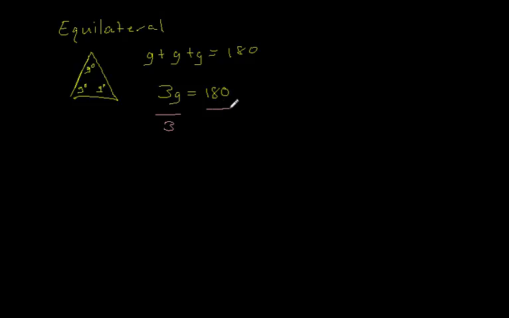So divide both sides by 3, and that's going to give you G equals 60. So G degrees equals 60 degrees. Cool stuff.